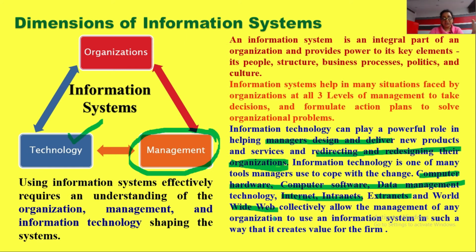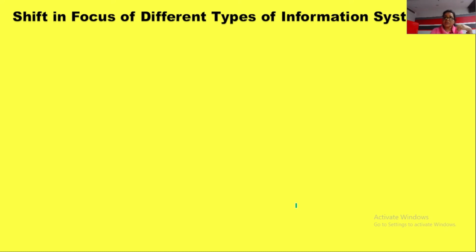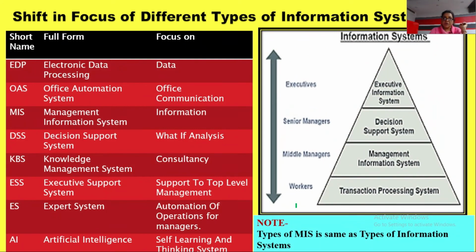Now let's see that how the types of information systems came up. The same is also called as evolution of information systems. You can see here that सबसे पहले आया था EDP, that is electronic data processing, जिसका focus था data. Second, ऑफिस ऑटोमेशन सिस्टम, that is ऑफिस कम्युनिकेशन के लिए जो यूज होता था. उसके बाद आया MIS, that is management information system, which majorly focuses on the information. Then DSS, decision support system, जो कि बेसिकली what if analysis करता था. मिडिल लेवल मैनेजर्स उसे यूज करते थे.